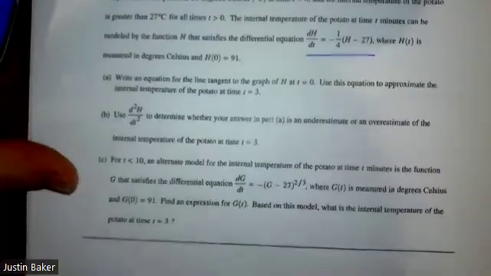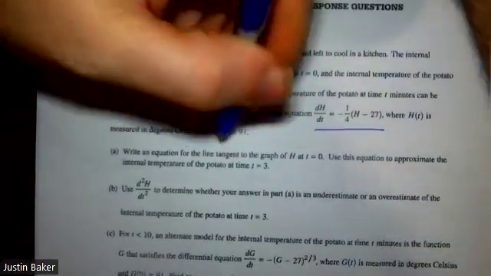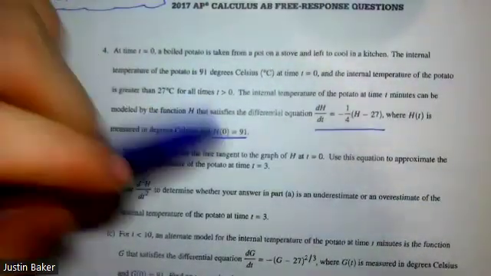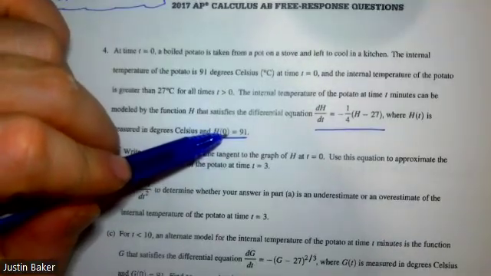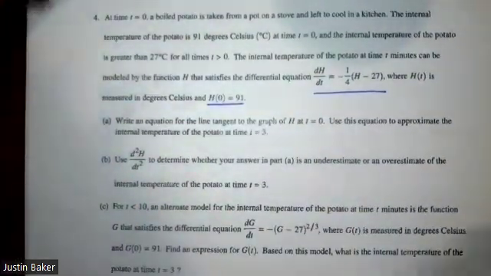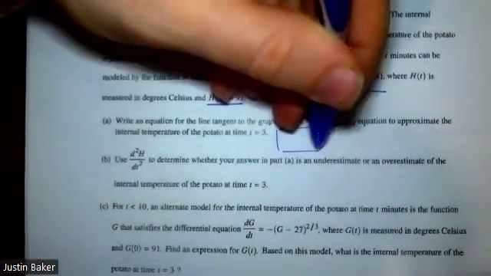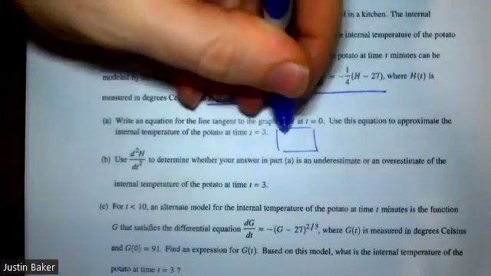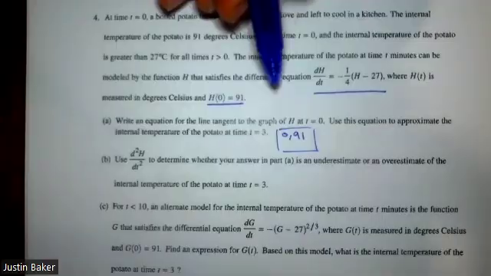In part A, it asks us to write the equation for the tangent line to the graph of H at t equals 0. Up here in the problem, it tells us that H of 0 is 91. So at time equals 0, the corresponding temperature is 91. For part A, you would have just had to make a box. I'm going to save space down below for part C.